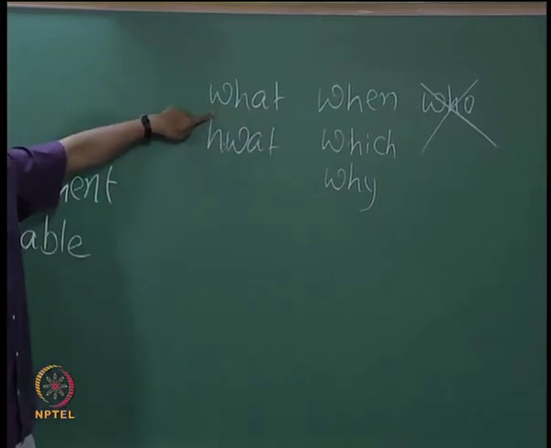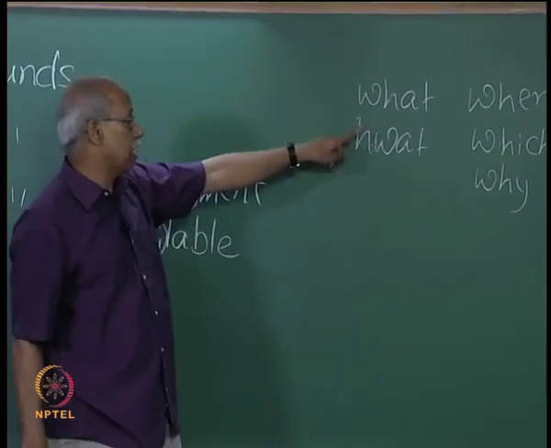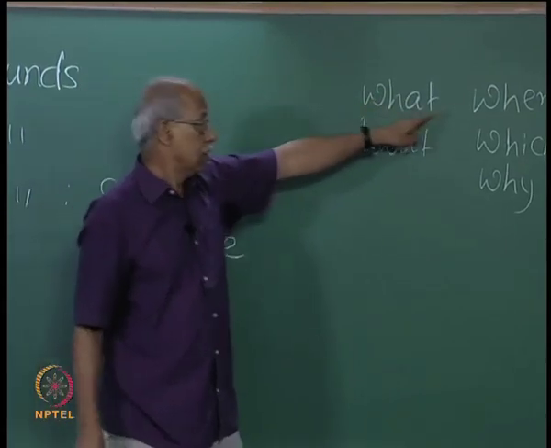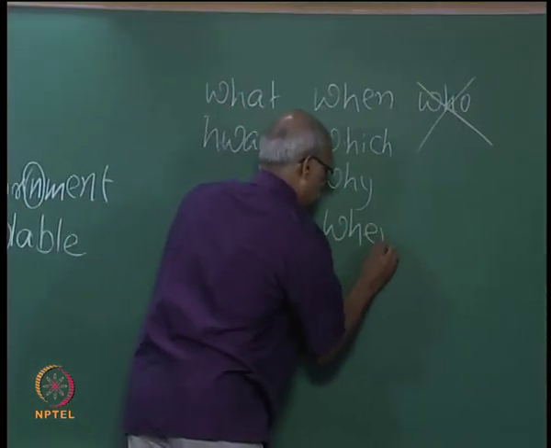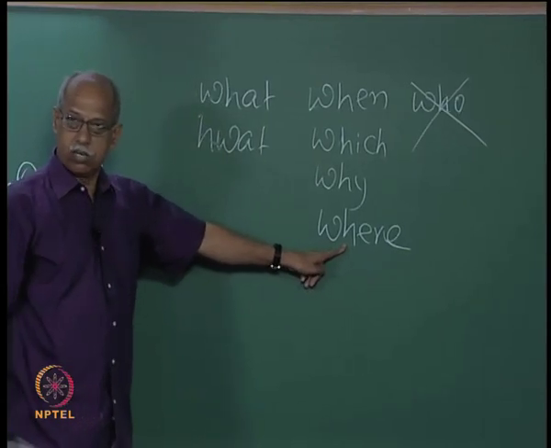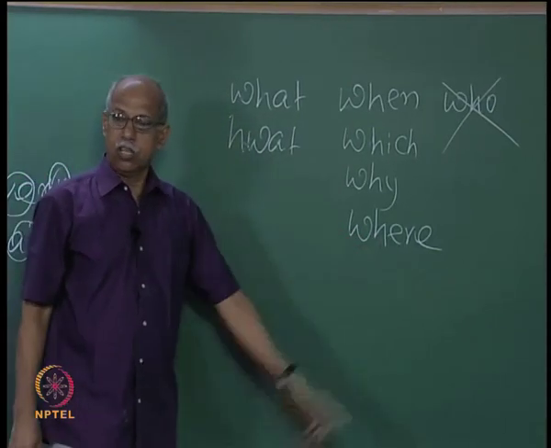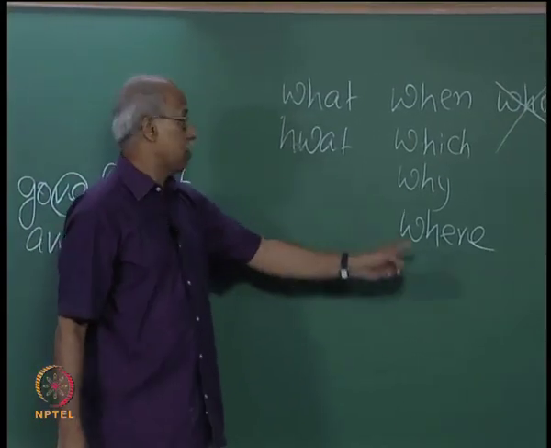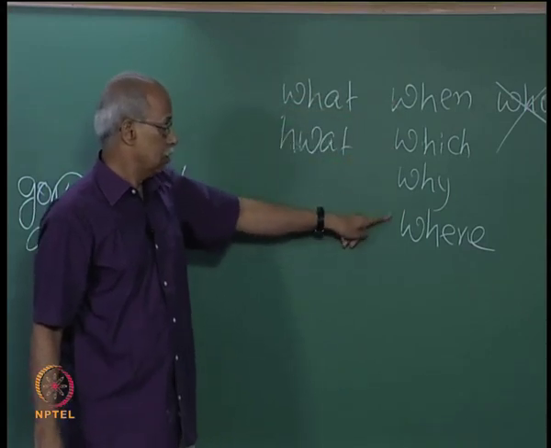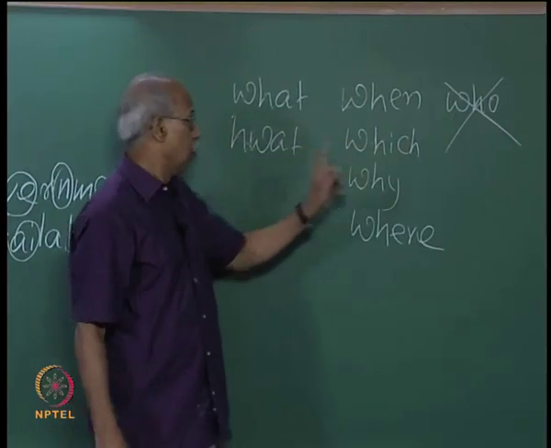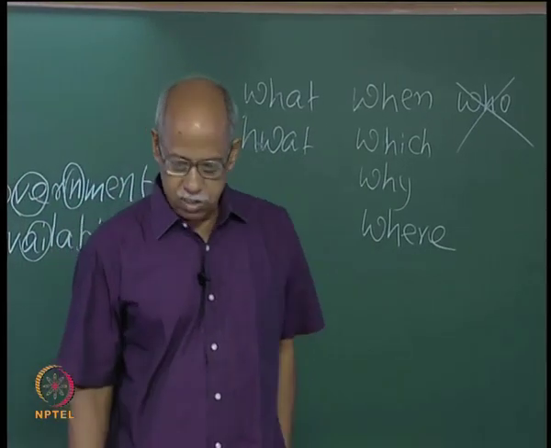But here, what is this? What. Round your lips and say what. When. Which. Why. Where. It's not very long, you know. It's not where. It is where. Once again: what, when, which, why, where. But this is? Who. Once again, make it long. What, when, which. This is long. Why. Great. This is? Where. Short. Where. Okay. This distinction is very important in English.